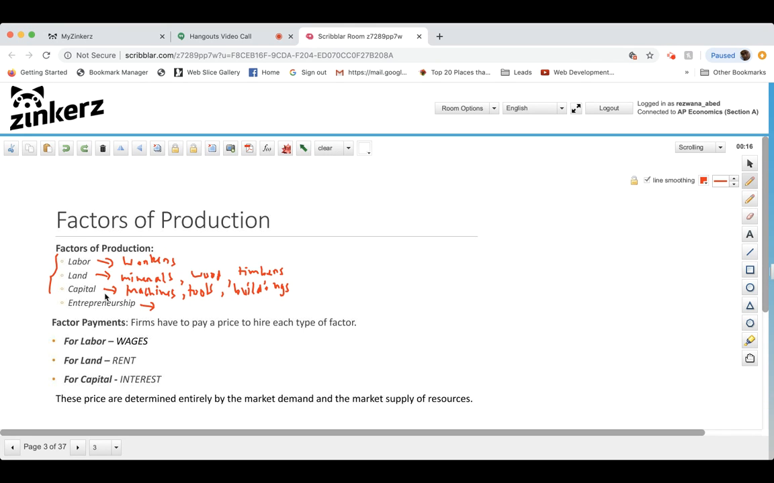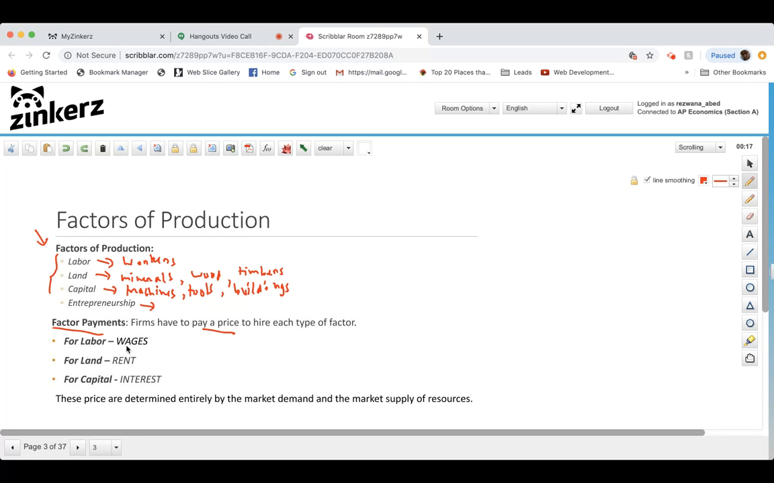For all of these, firms, as we saw, businesses, in order to produce goods and services, they have to use these factors of production, correct? And they don't get them for free, right? So firms have to pay a price to hire each type of factor, okay? So we call them factor payments, the payments that they have to make to use or to hire each one of these factors of production.